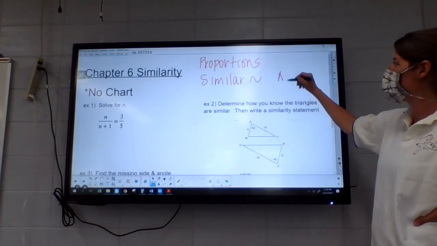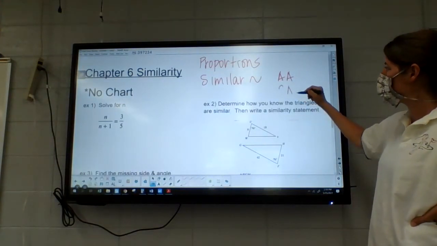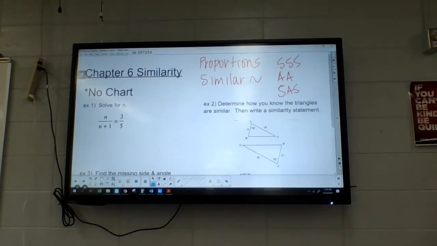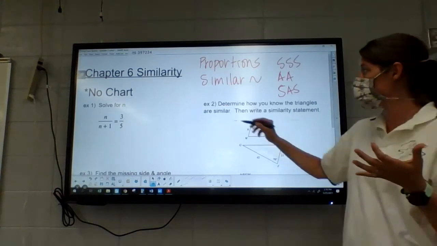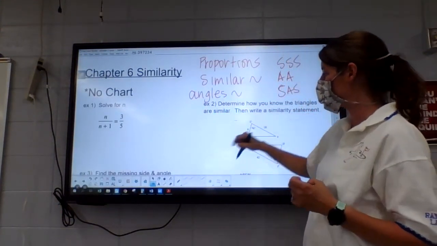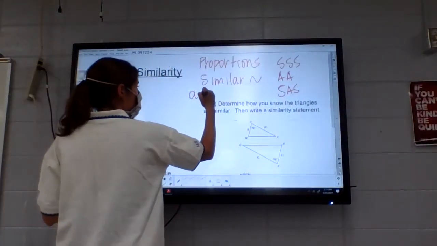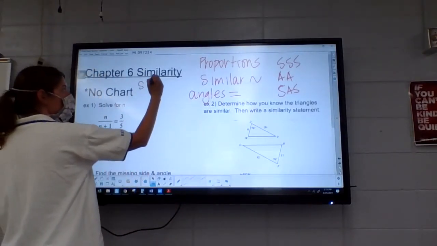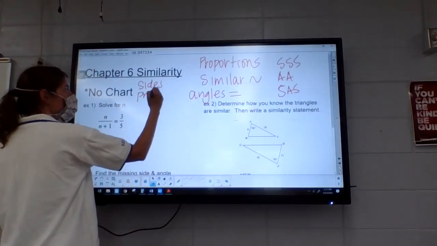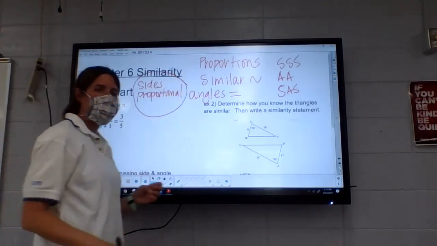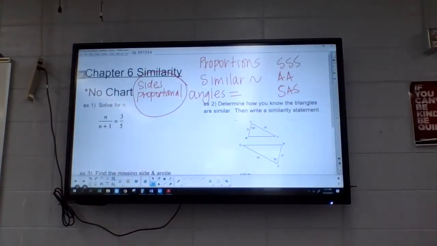And we learned that we could have angle, angle, side angle, side, or also side, side, side similarity. Now in similar shapes, the angles are always equal, but the sides are proportional. Oops, sorry, angles are equal. So remember, this is like the mini-me problem, that you have a miniature version of the original.